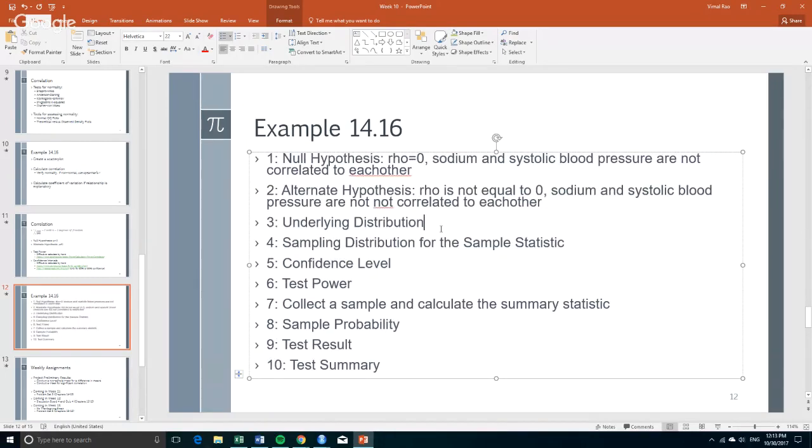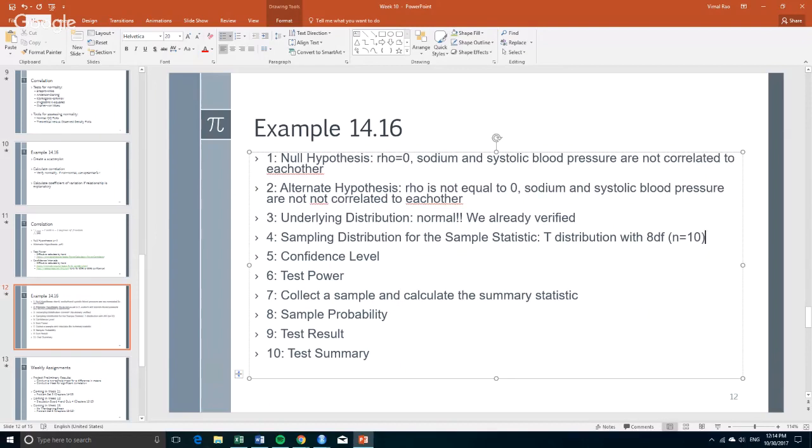Our underlying distribution needs to be normal. We already verified this. Remember, in order to calculate a correlation coefficient, our two data sets have to be normal. So we've done this already, which is fine. The sampling distribution is going to be a t distribution with n-2 degrees of freedom. We have 10 observations, so 8 degrees of freedom.